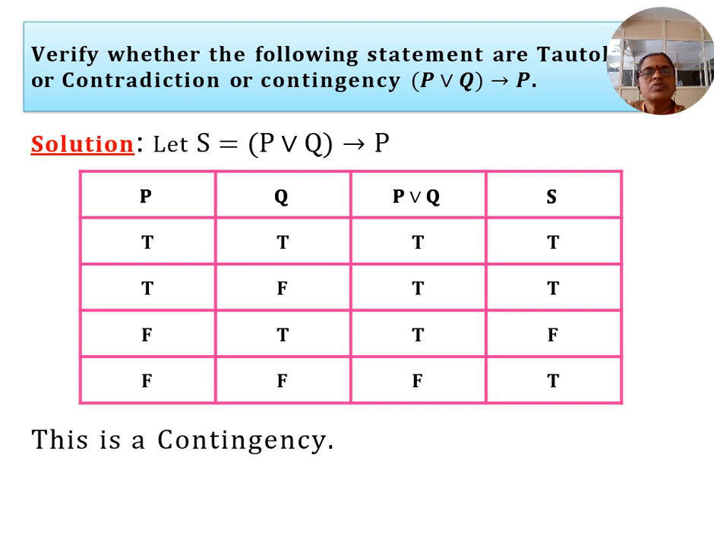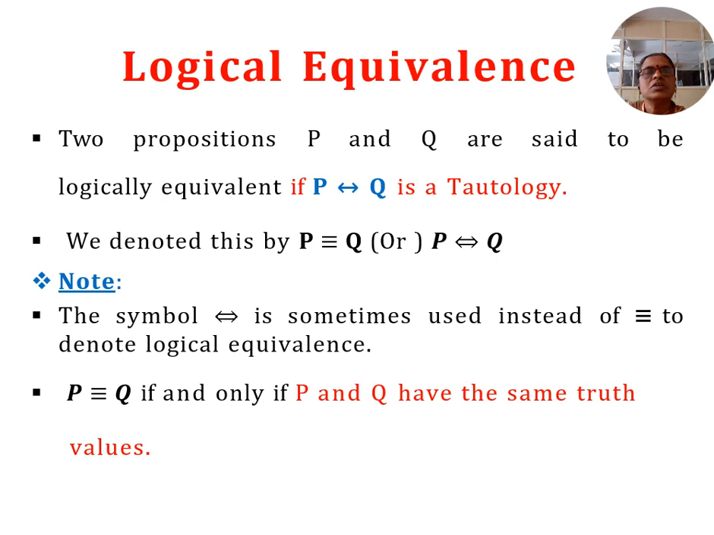Third example, a simple example. Here, P ∧ Q implies P. Here it is not a tautology. In the last column, that is, P ∧ Q implies P, the last column you have T, T, F, T. Here all the entries are not T, therefore we cannot say this is a tautology. So this is a contingency, neither tautology nor contradiction.